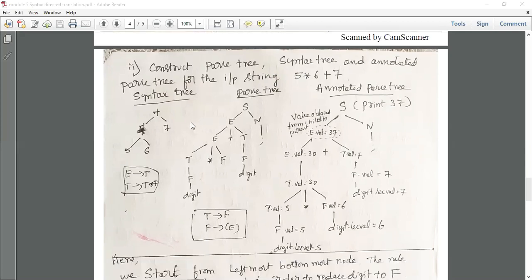So first, the syntax tree, which you already know. We have 5 star 6 plus 7. The computation follows the BODMAS rule. According to that BODMAS rule, we have 5 star 6 to be computed first. Take this 5 star 6.